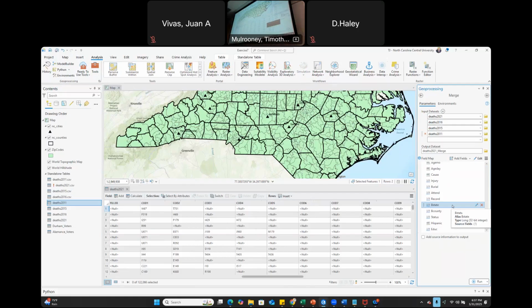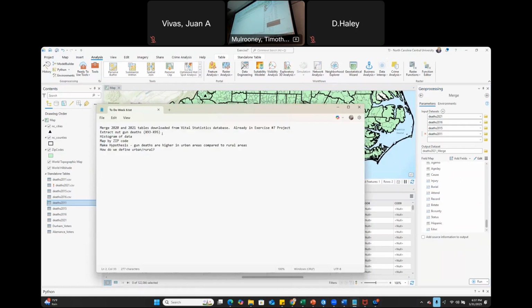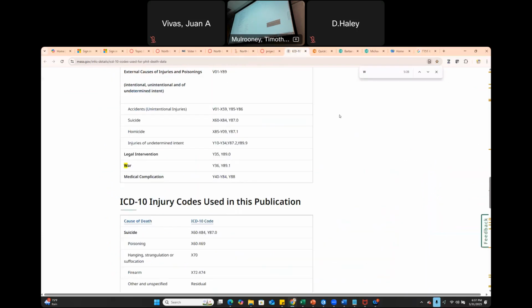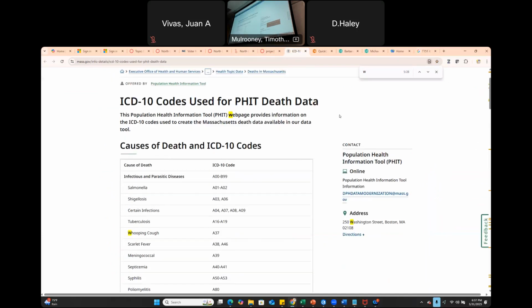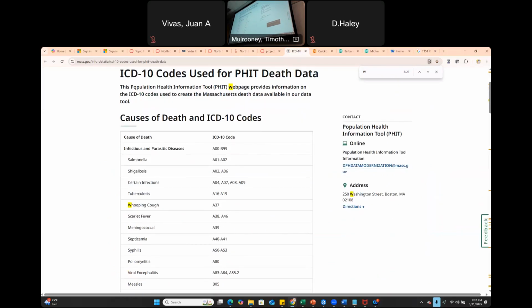All right, so let's go back to what Chantel wanted to do. For 2021, our assumption is that I want to extract out the gun deaths. I provided a couple of links here on ICD codes, but one was from the Massachusetts Department, Massachusetts government, and these are ICD codes for their Population Health Information Tool.